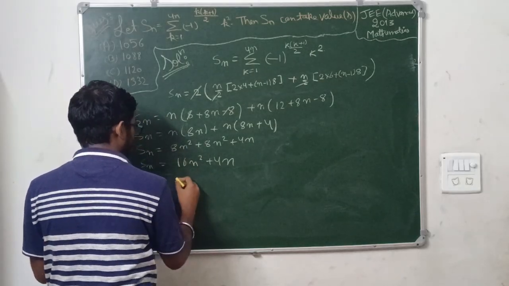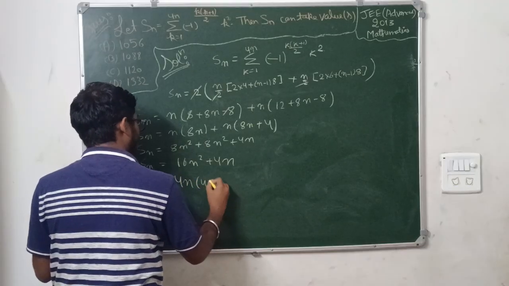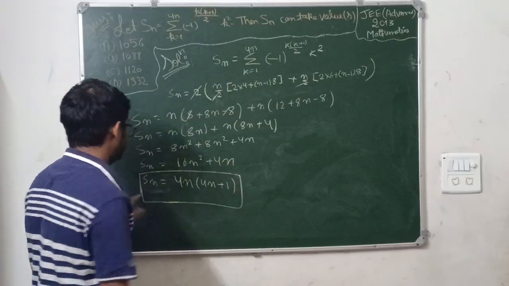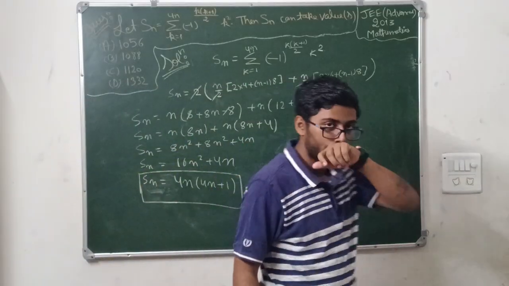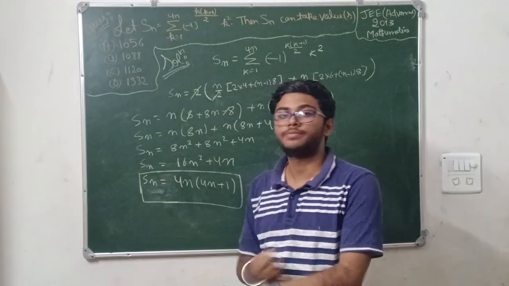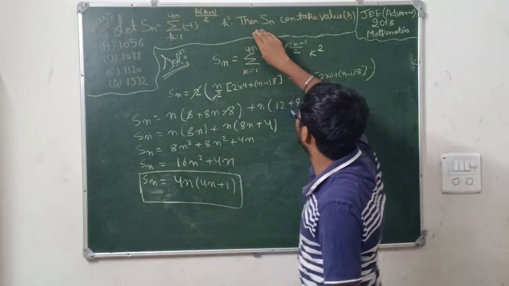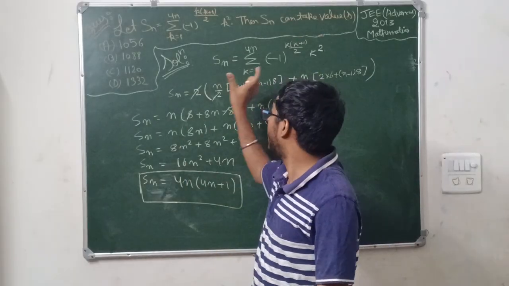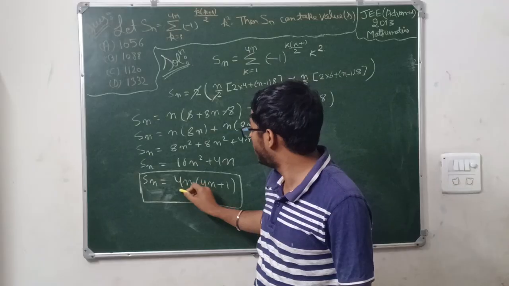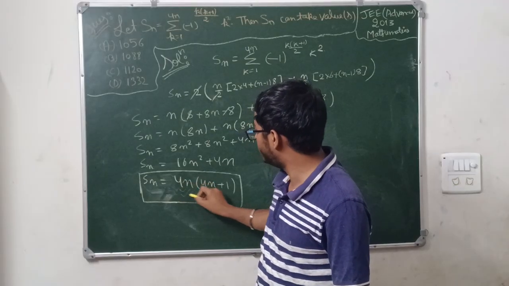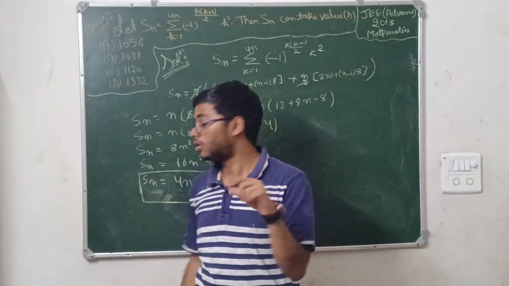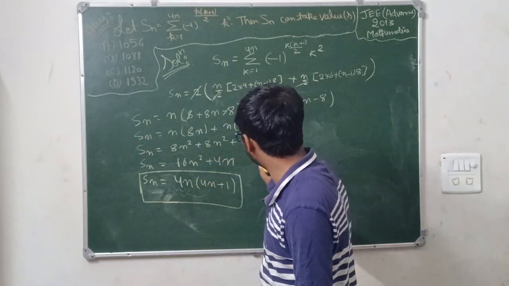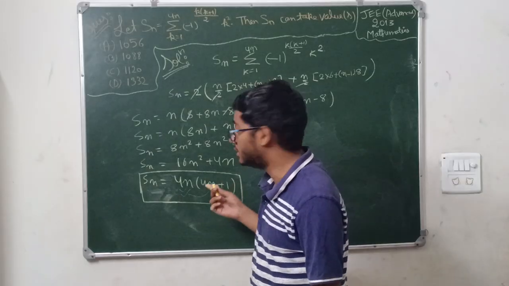You can write it as 4n into 4n plus 1. This is the final Sn, means the general term. Now, what does this general term represent? The question is, we need to find which values can Sn take. So the nth term of this series is the product of a multiple of 4 and the next number, plus 1 of the multiple of 4. Means these two are consecutive terms. See, means if the first term is 4, then the second term is 5.